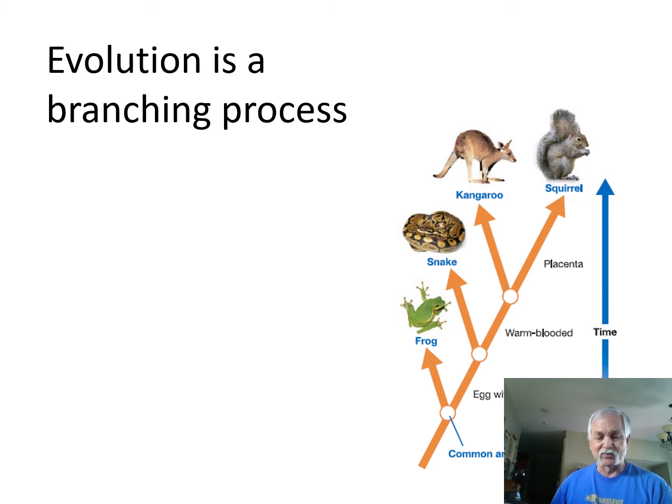Let me get rid of my picture again. And you can see that there's a common ancestor that both a frog and a snake have. And then as you move up this evolutionary line, you wind up having a common ancestor here for a kangaroo and a squirrel. They're both mammals. Kangaroo is a special mammal called the marsupial. And this shows over time.